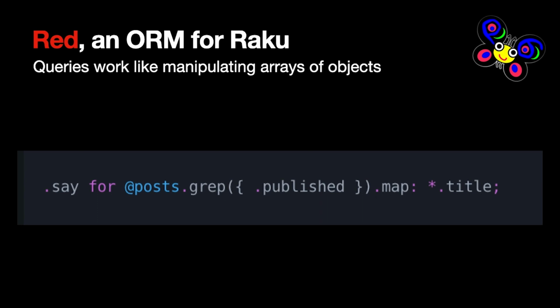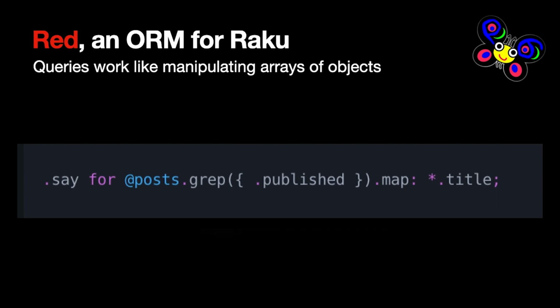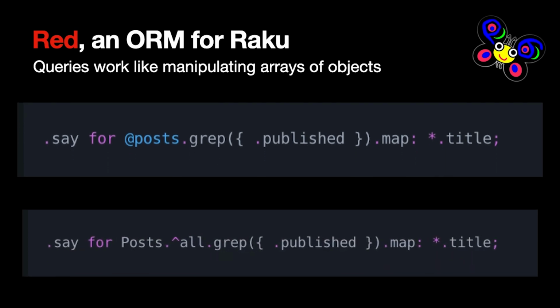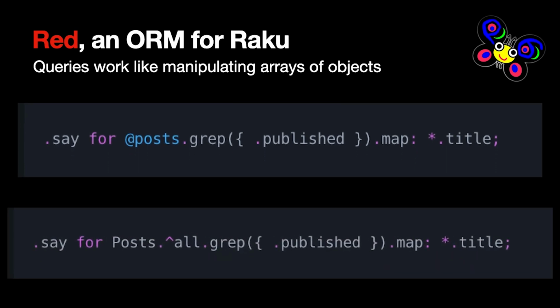And just for comparing, let's see how you would do that using Red, getting the data from the database. Yeah, almost exactly the same. But let's analyze the first one. It all starts with the array @posts that contains the list of posts.